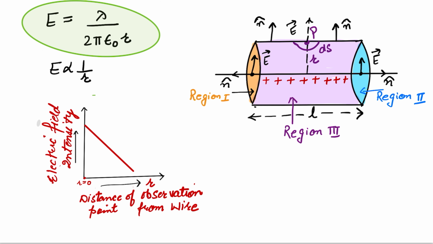So if you make a plot, when your observation point is very close, means the R is nearly 0, at this point your electric field is maximum, right? As you keep on increasing the distance of observation point from the wire, means you are moving toward this axis, your value of electric field will fall down, right? More is the distance of observation point from the wire, lesser will be the electric field intensity.